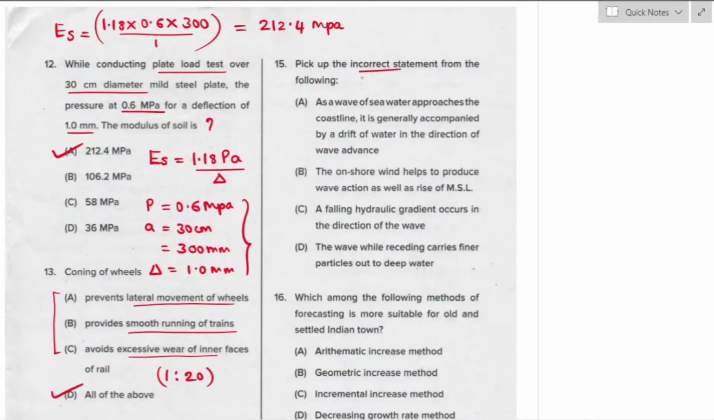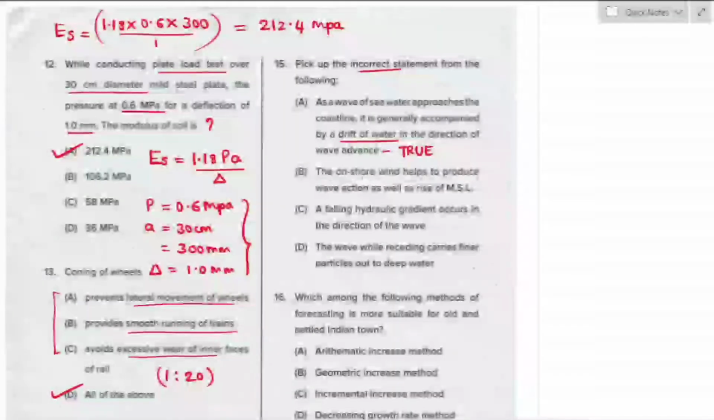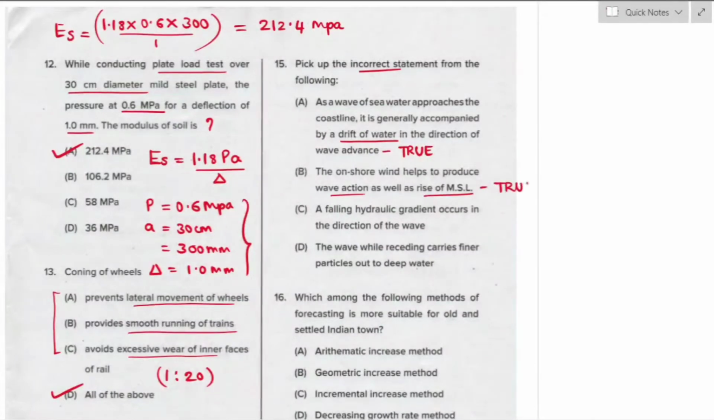Question number 15. Pick up the incorrect statement from the following. Statement A. As a wave of sea water approaches coastline, it is generally accompanied by the drift of water in the direction of wave distance. This statement is true. Statement B. The onshore wind helps to produce wave action as well as rise of mean sea level. Statement B is also true.